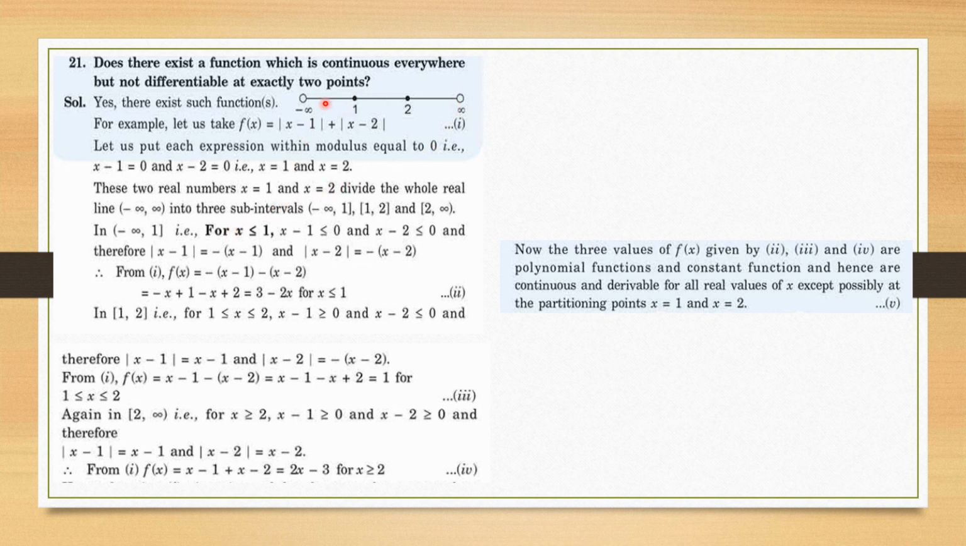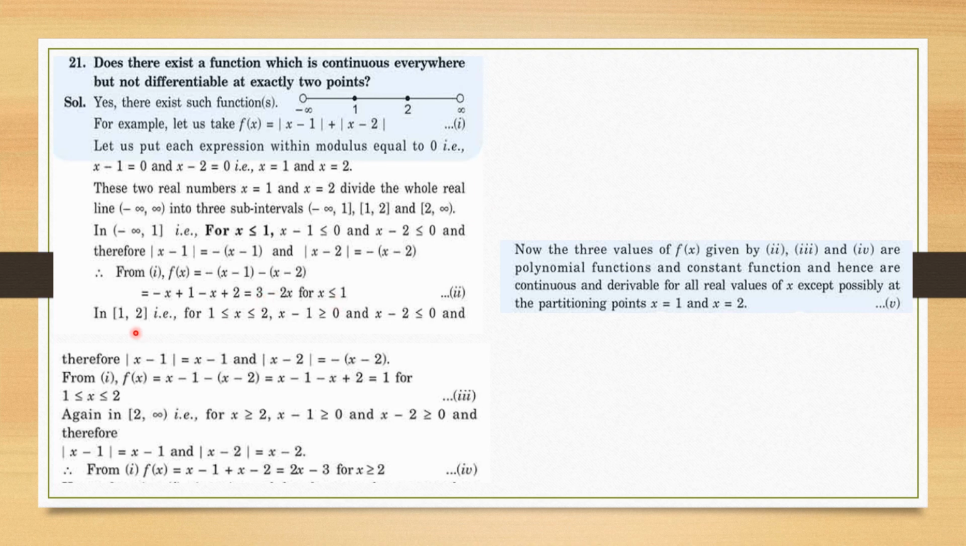Now for x less than or equal to 1, x minus 1 is less than or equal to 0, it is negative, and the second one is also negative. So f(x) is minus times (x minus 1) and minus times (x minus 2), as I know that mod of x is minus x if x is less than 0. After simplification I can take it as 3 minus 2x.